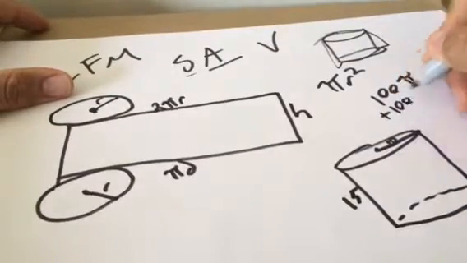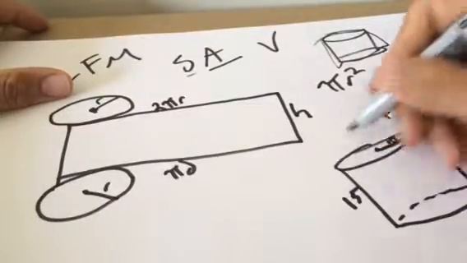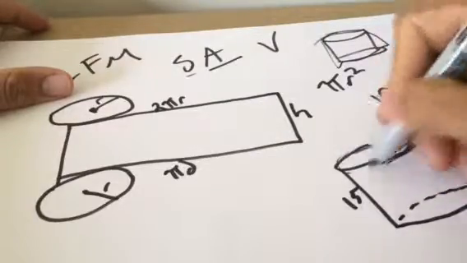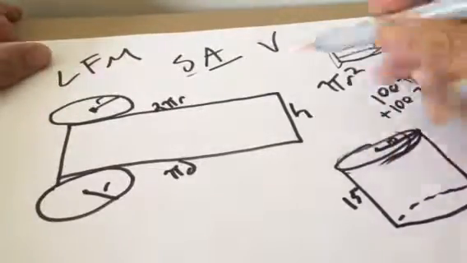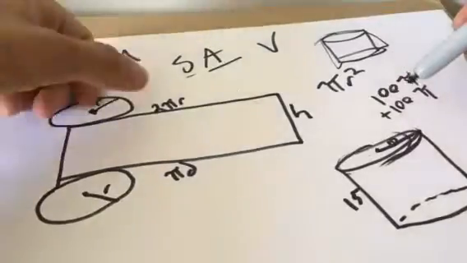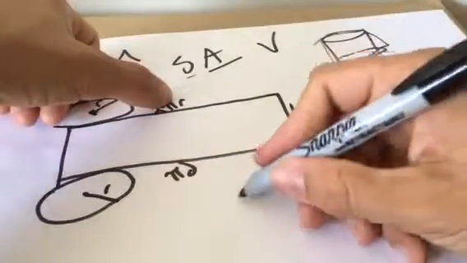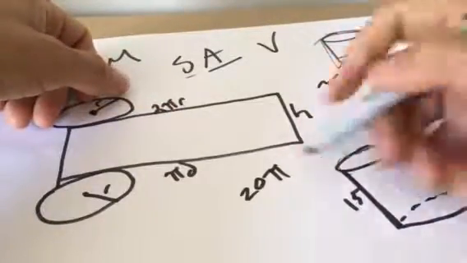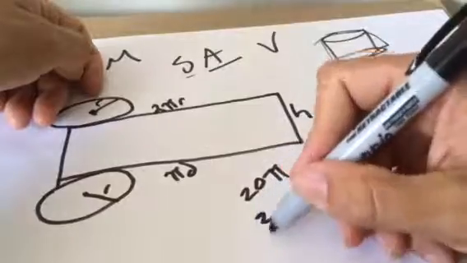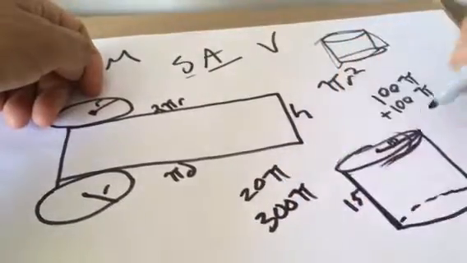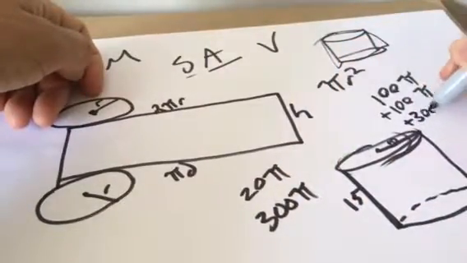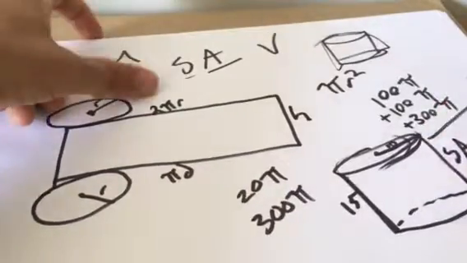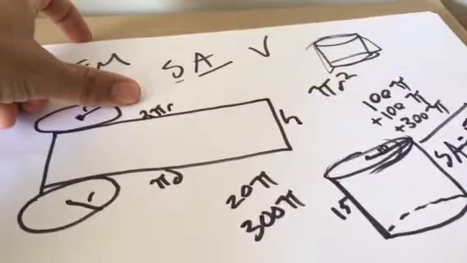Plus 100 pi. Now the circumference, which is the perimeter, the distance around the circle, is 2 pi r. So 2 times 10 is 20, so 20 pi times 15, which would be the height of this right here. So 15 times 20 gives us 300 pi. We add that, 300 pi, and the surface area of this cylinder equals 500 pi.